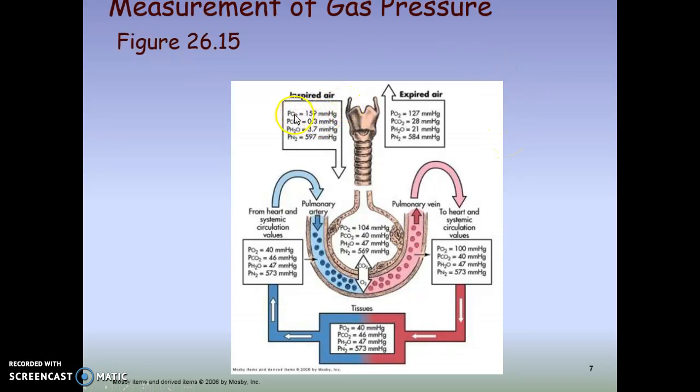So in inspired air, you have a partial pressure of O2 of 159, but in expired air, the oxygen drops to 127. Why is that happening? Because oxygen is moving from the lungs into the blood, and it's disappearing. Then CO2: we should be breathing in very little CO2, but we're expelling a lot, and that's moving through the blood and back into the lungs.